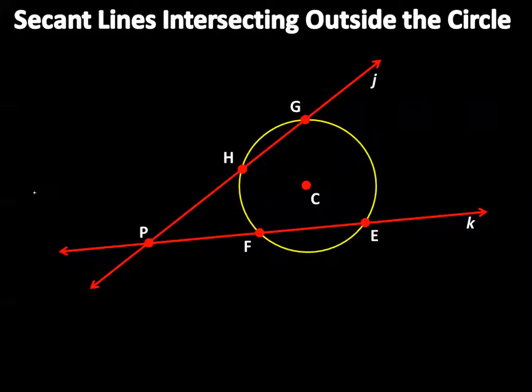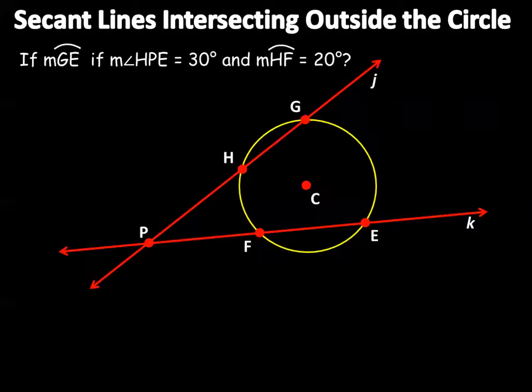It says the two secant lines shown here meet outside a circle. This is the third and final case of lines that intersect outside the circle. As before, the measure of an angle formed by two secant lines intersecting in the exterior of a circle is equal to 1/2 the difference of the measures of the intercepted arcs. So we just have one example here. It says the measure of arc GE, which is this outside one.